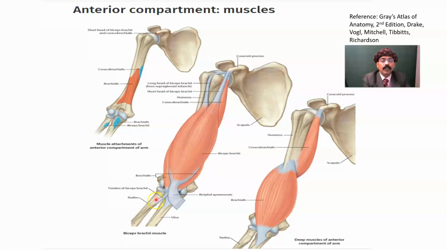Biceps brachii inserts to the radius, to the radial tuberosity here, and also by the bicipital aponeurosis. Underneath the biceps brachii, we have the brachialis muscle, and the brachialis muscle is inserting to the coronoid process here of the ulna. Okay, here is the insertion of the brachialis. We got that.